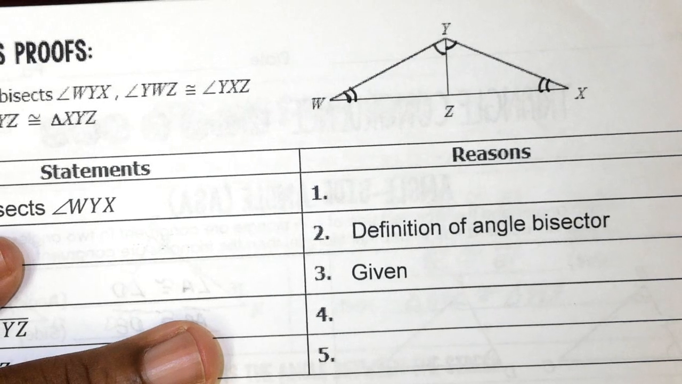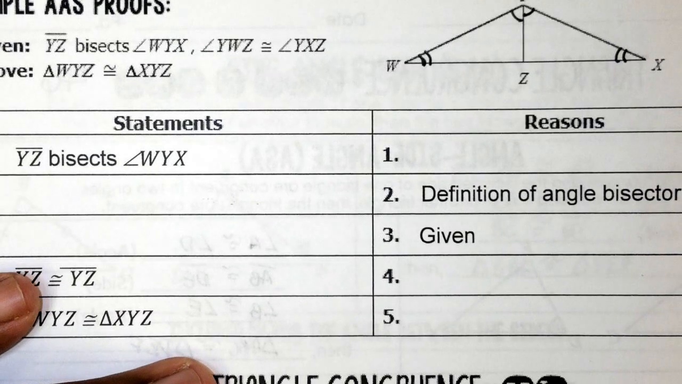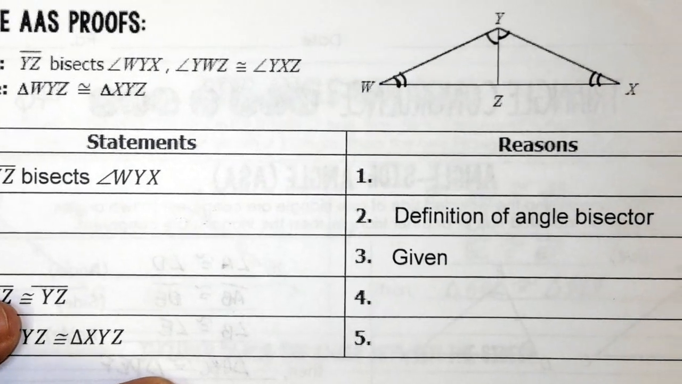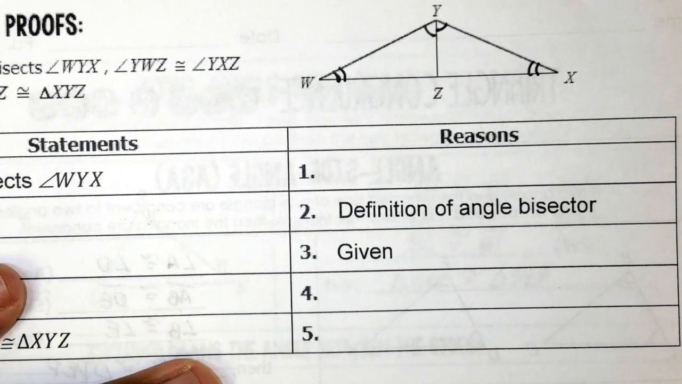Okay. And then after that, we want to prove the triangles are congruent: WYZ and XYZ. So statement number one is YZ bisects angle WYX. What's the reason? Given.